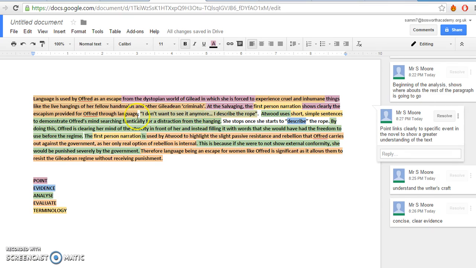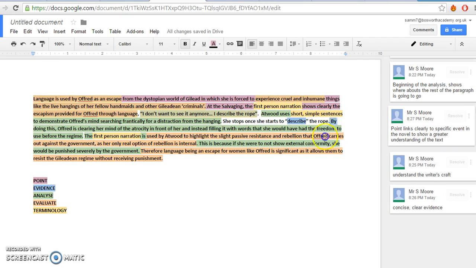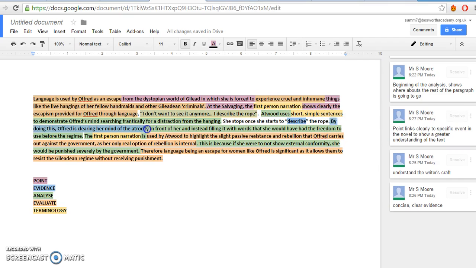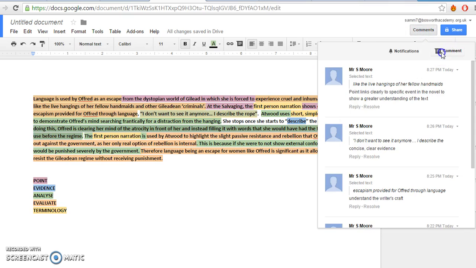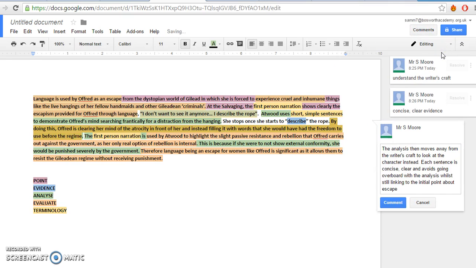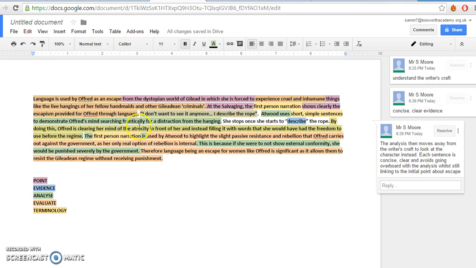And then what's really impressive is that it moves away from writer's craft about the short, simple sentences into, by doing this, Offred's clearing her mind of the atrocity in front of her, and instead filling it with words that she would have had the freedom to use before the regime. So with that, what I think is great is you move from the overview about the writer into the analysis of character, and that is something which you've got to look to do in your own writing.